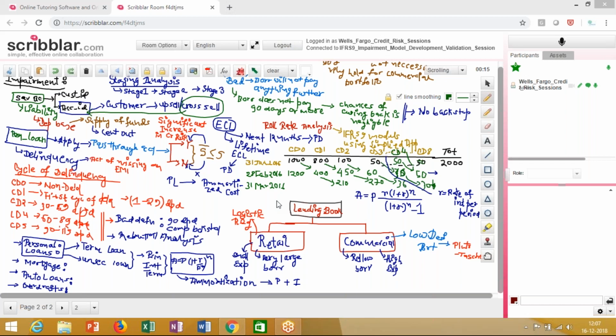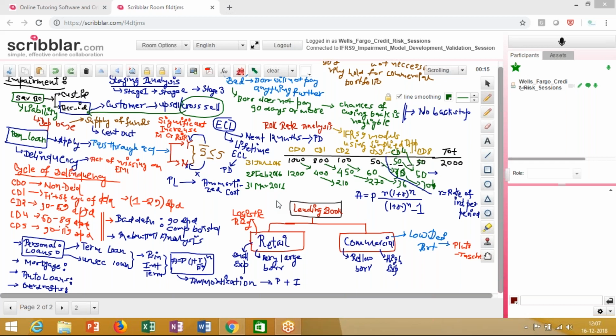Now, if I am delinquent by 1 to 29 days as on the next reporting date, I lie in the CD1 bucket, the first cycle of delinquency. When my delinquency rolls over, once I exceed 29 and hit 30, I hit the 30 days definition. So at 30 days, I'm standing in the second cycle of delinquency.